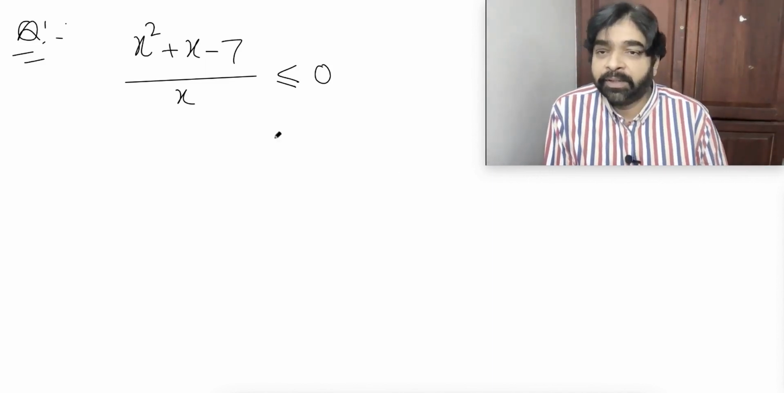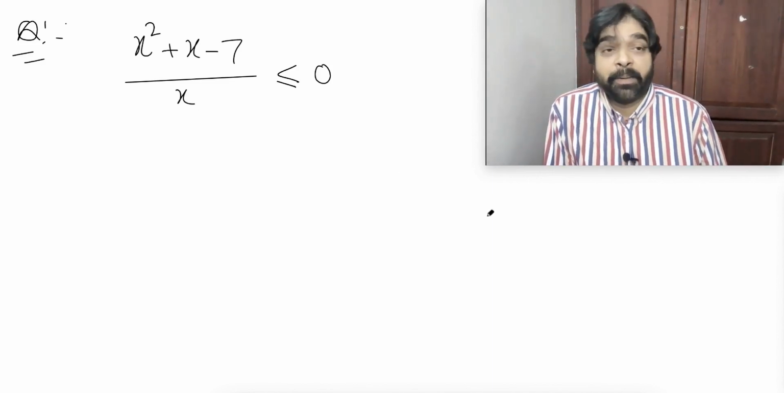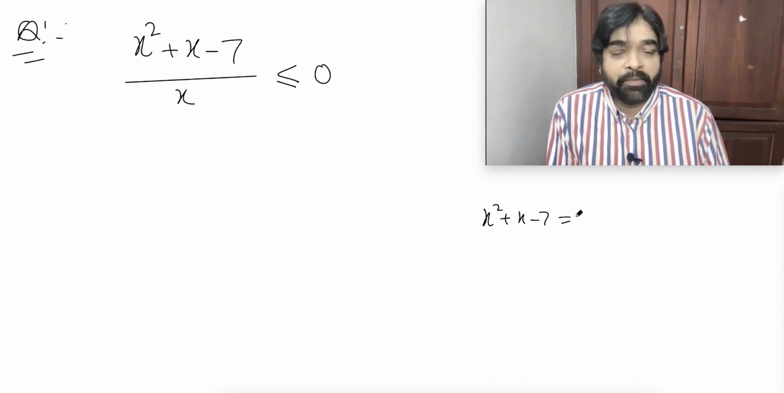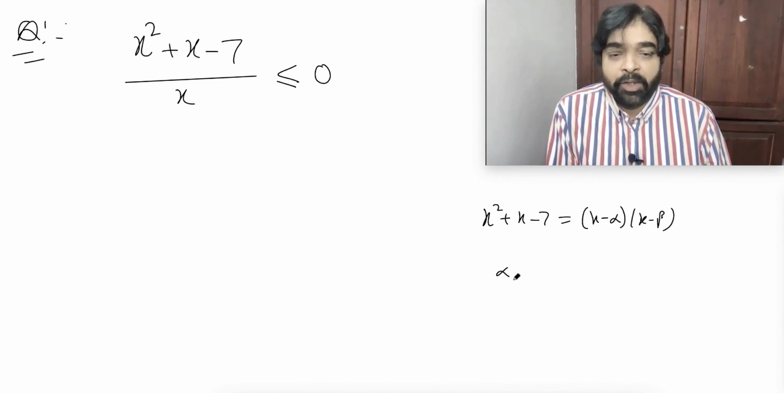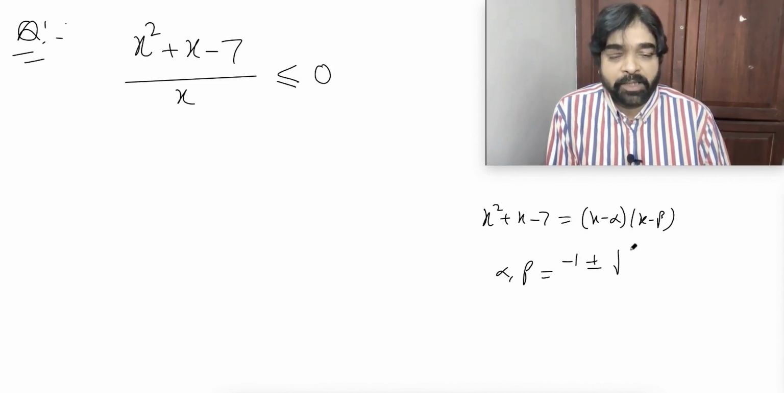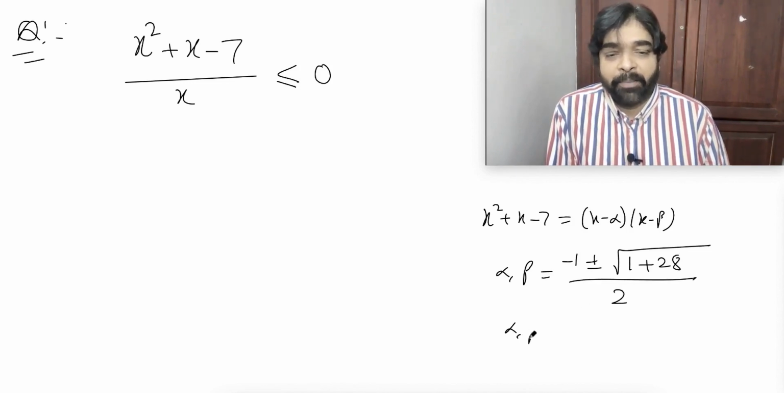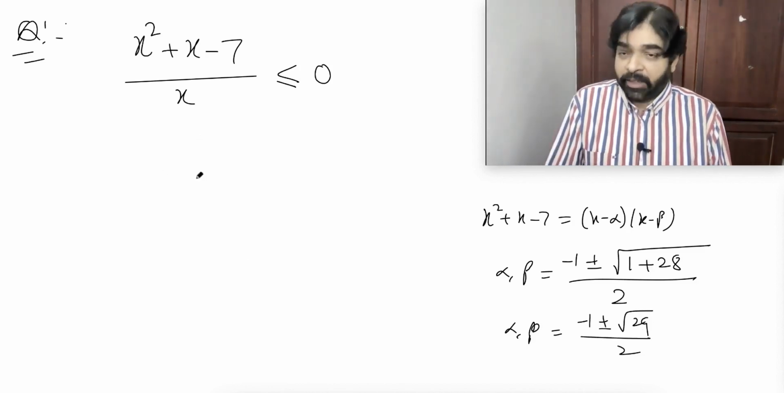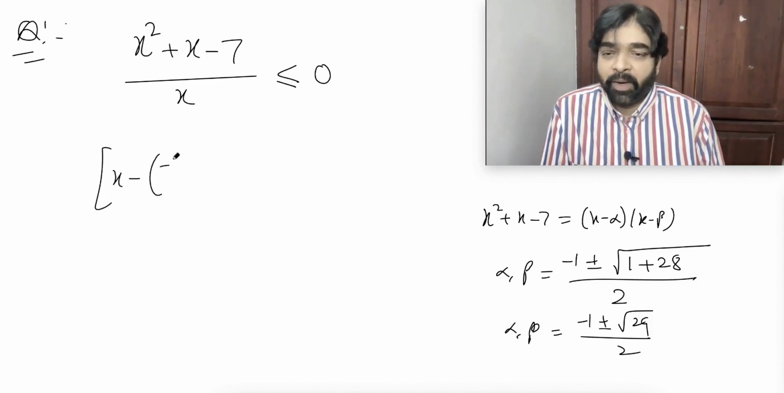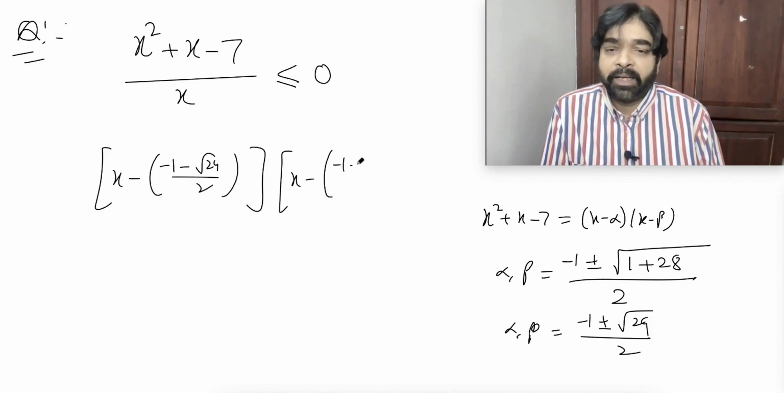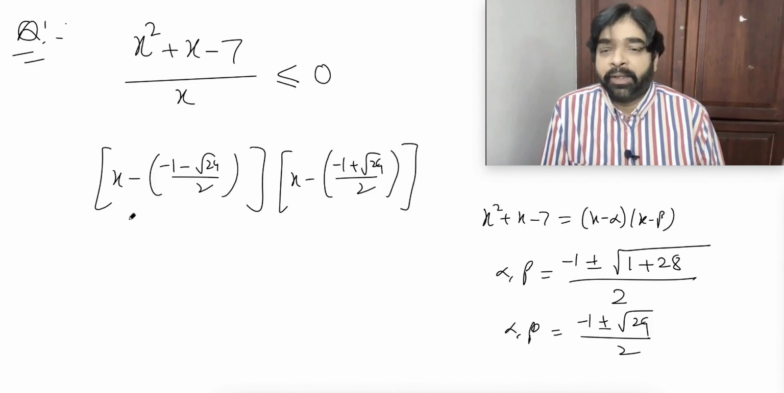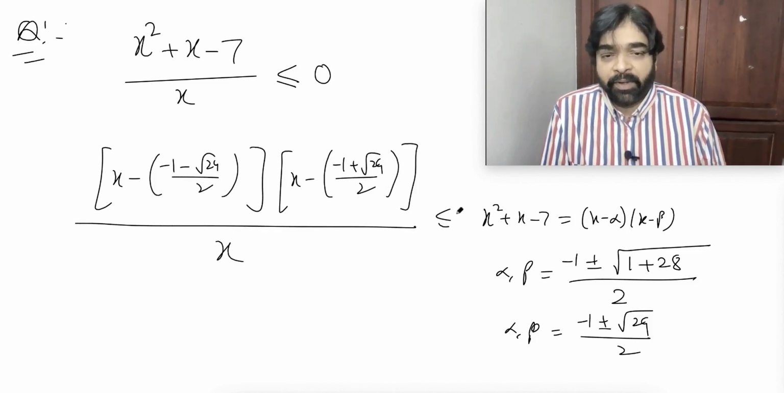Okay, one person finished. Let's factorize. x squared plus x minus 7, we have to write it as a(x minus alpha)(x minus beta), where a is 1 here. We have to get alpha and beta. So alpha, beta will be minus b plus minus root of b squared minus 4ac, that is 1 plus 28, divided by 2. So alpha, beta equals minus 1 plus minus root 29 divided by 2. That means the factors will be x minus (minus 1 minus root 29)/2 and x minus (minus 1 plus root 29)/2, divided by x, less than or equal to 0.